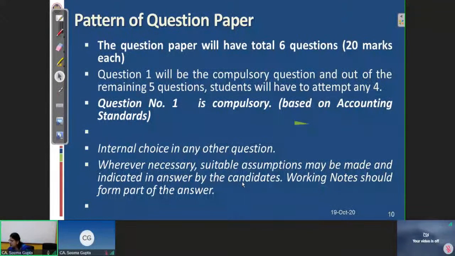Many of the students have asked us, can we add a filter for accounting?